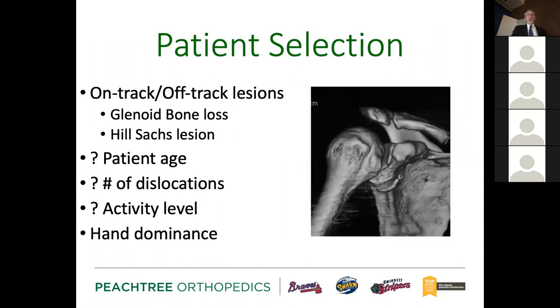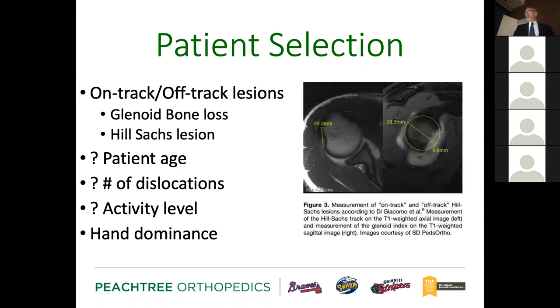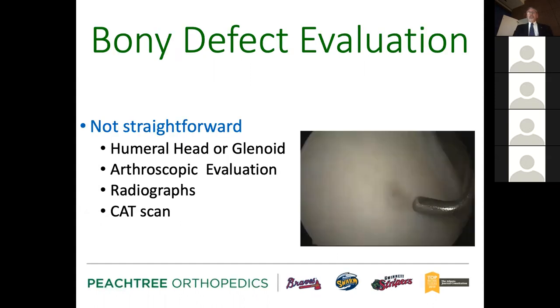So what are the roles of these different things? With patient selection, when you have on-track and off-track lesions of the glenoid and the humeral head that play into your decision-making, can I adequately address this particular problem with a soft tissue operation? We'll talk about that in a little bit. So how does the patient's age enter into the equation? How about the number of dislocations, the activity level, and the arm dominance? All these things will play into your decision-making. Now, calculation of the bony defect, which is one of your first pieces of information you're trying to utilize to make a decision, is not completely straightforward.